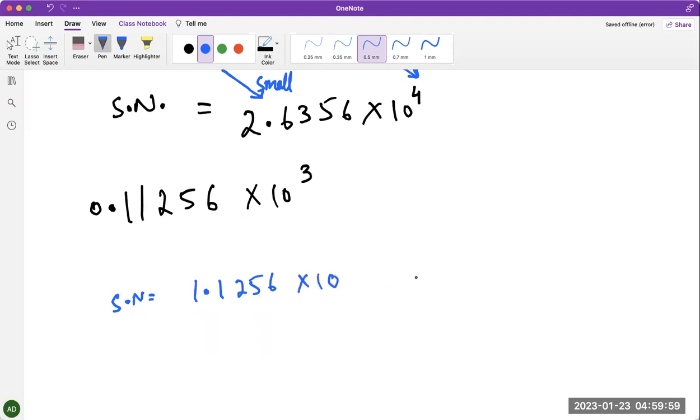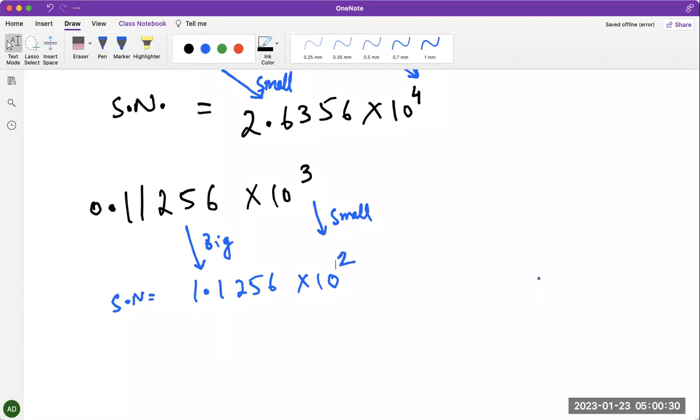Then we need to decide what to do with the exponent. So ask yourself, what did you do with the number? Did you make the number big or small? Going from 0.11256 to 1.1256 is making this number bigger. So you need to make this number small to compensate. Since you made this number bigger by 1 decimal place, you've got to make this number smaller by 1. So 3 will become 2. That's it. And that's the answer.